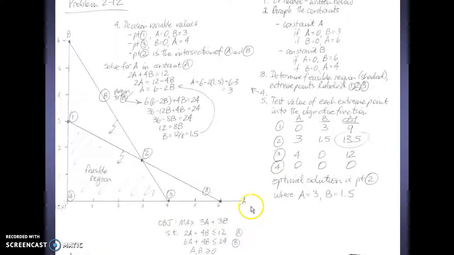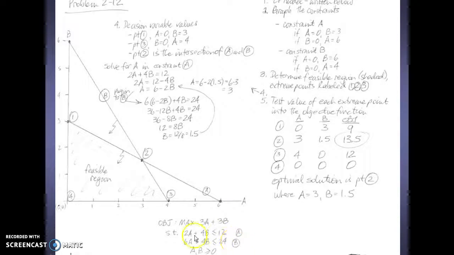It's down here, max 3a plus 3b. We're given two constraints, subject to, and these are our two constraint expressions. I've labeled them a and b. So step 2, graph the constraints. For constraint A, if A equals 0, B equals 3, right? A is 0, B is 12 divided by 4, B is 3, using the equality expression. Similarly, for B equals 0, A is 6.